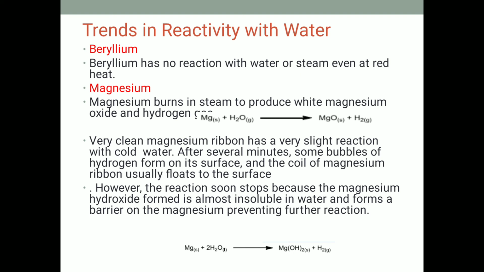Very clean magnesium ribbon has a very slight reaction with cold water. After several minutes, some bubbles of hydrogen form on its surface and the coil of magnesium ribbon usually floats to the surface. However, the reaction soon stops because the magnesium hydroxide formed is almost insoluble in water and forms a barrier on the magnesium, preventing further reaction. You can see the reaction given below.